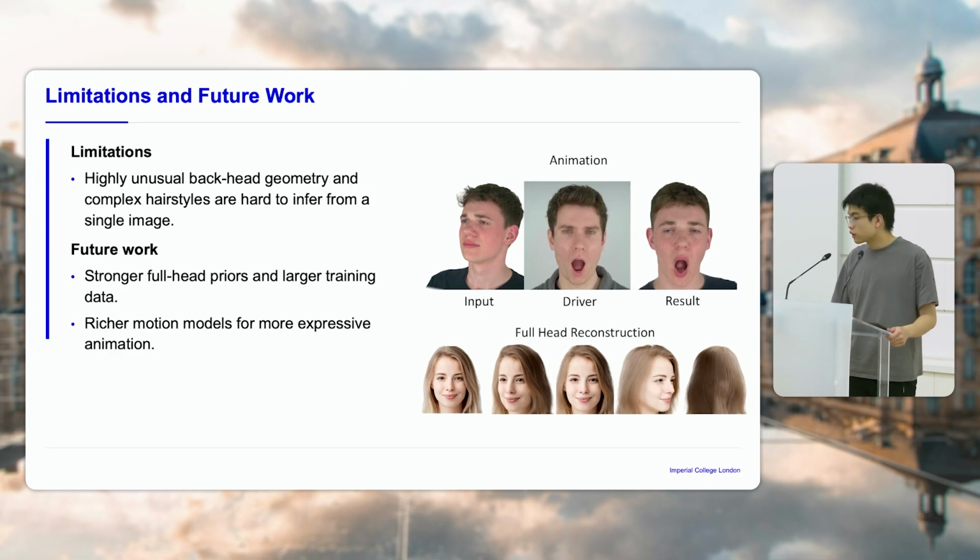Frankly speaking, VivaHead also has many limitations. Highly unusual back head geometry and complex hairstyles remain difficult from a single image. Some information is still ambiguous even after generation. Future work could focus on better modeling of complex hairstyles, particularly fine-grained hair structures, and also challenging occluded cases.